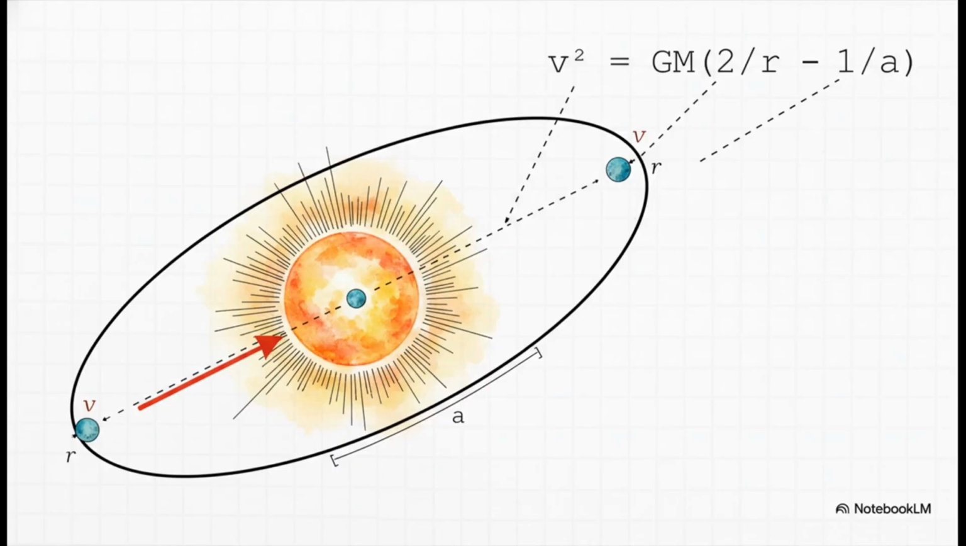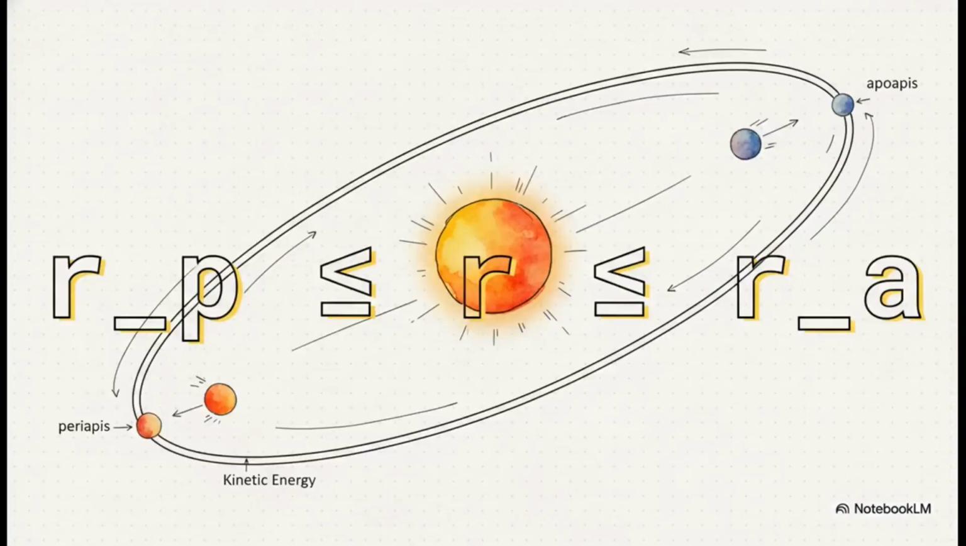It directly links an object's speed v at any distance r to the overall size of its orbit, which we characterize by the semi-major axis a. And notice the connection. The semi-major axis is determined only by the total energy. The more negative your energy, the more tightly bound you are, and the smaller the value of a. This is the very definition of being bound.